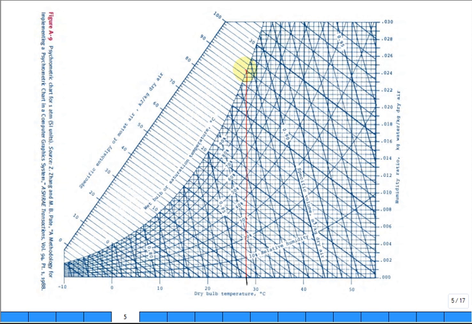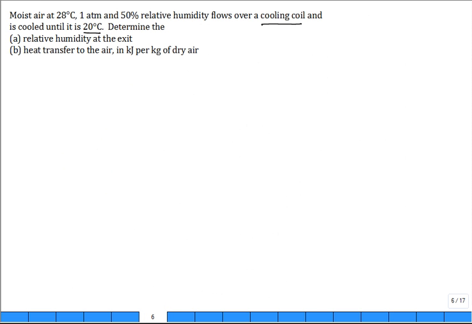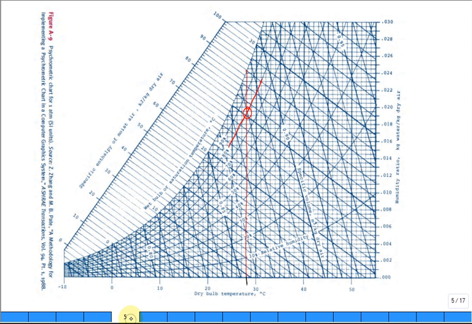And it's at 80% relative humidity. And so where it intersects is state 1. And then it says it's cooled until it's 20 degrees. Let me back up. I don't think I did that right. It's 50% relative humidity, not 80% relative humidity, right? So let's jump over here and do that again. 28 and 50. So not up here. It's right there.